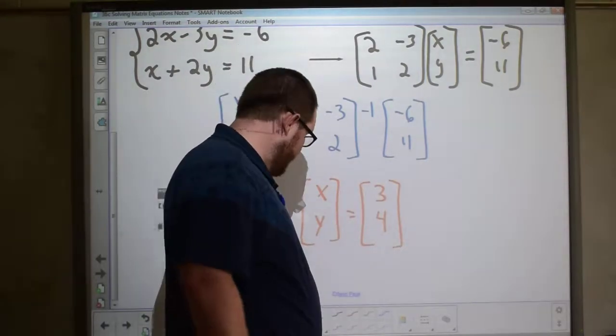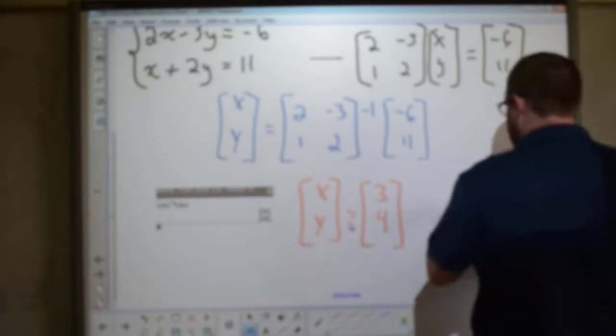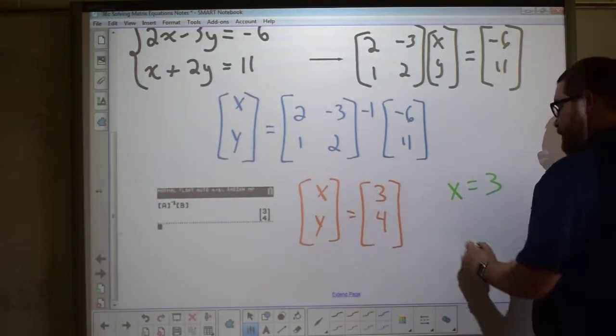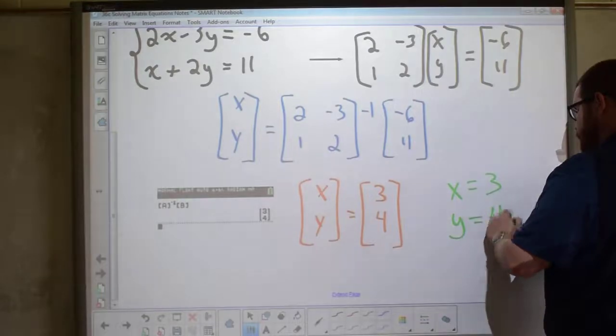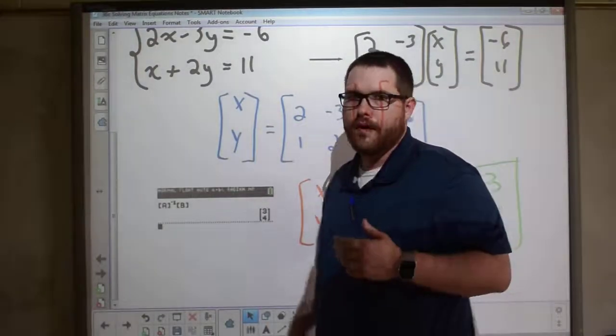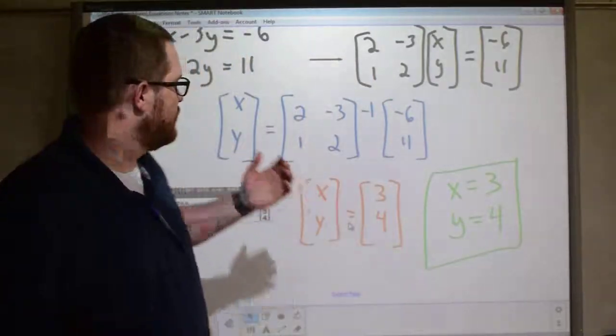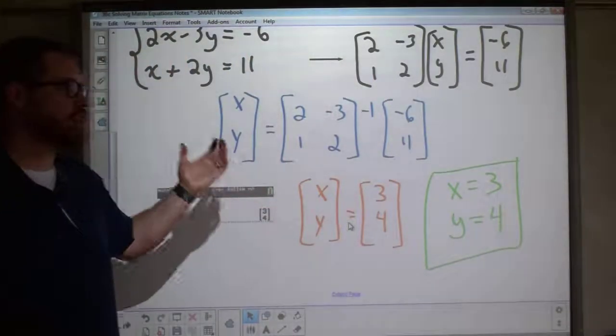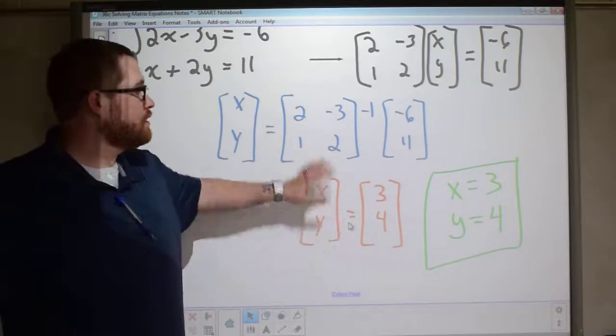Now, we normally wouldn't leave it like that. Let's write it out. What's x equal? X equals 3. What's y equal? Y equals 4. And in class, we'll do a lot of examples with word problems that you have to read and turn into systems of equations, to turn them into matrices, to find the inverse. But this is the basic idea.